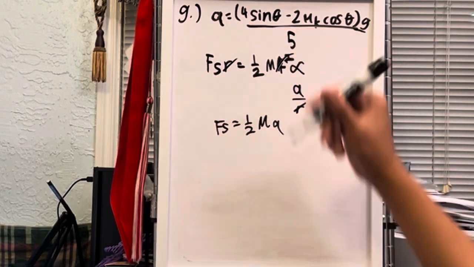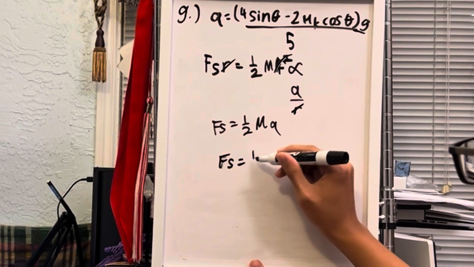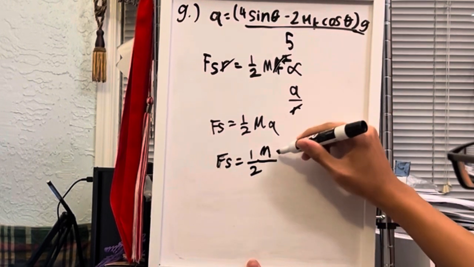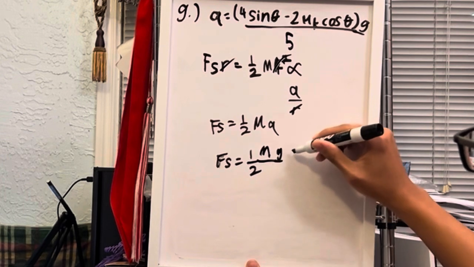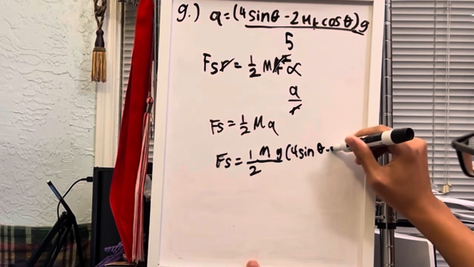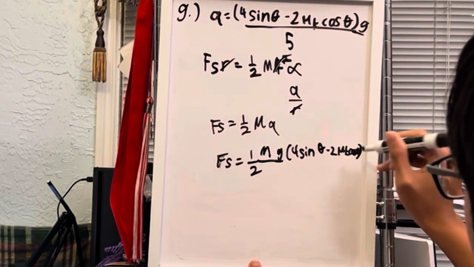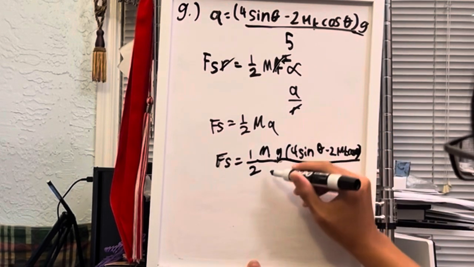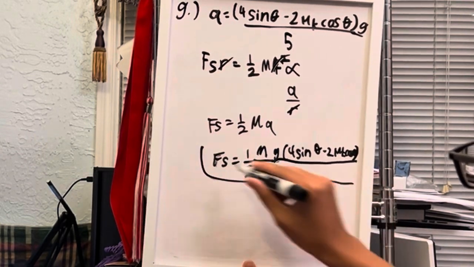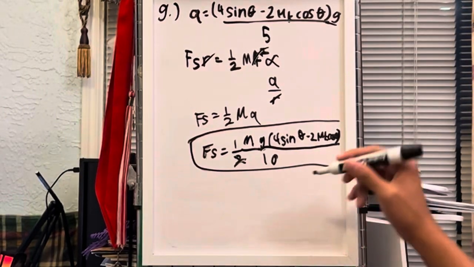And if I just plug a in, f_s is equal to 1/2 m, right, on top. Then a, which is just g, 4 sine theta minus 2 mu k cos theta, like so, all over 5. This becomes just a 10, and there you have it. My bad, I wasn't finished yet.